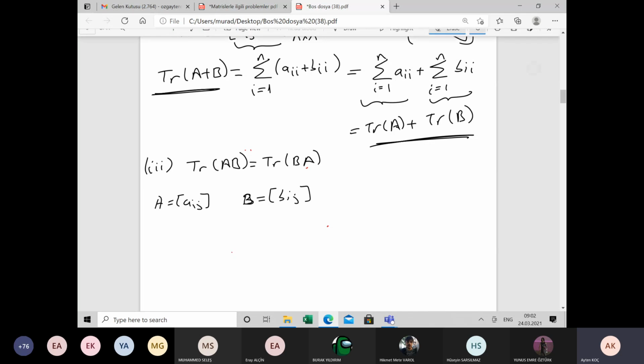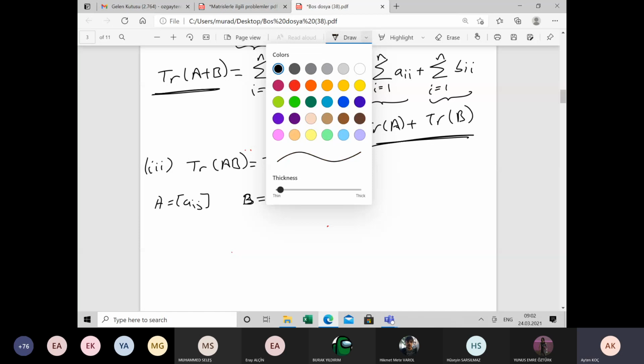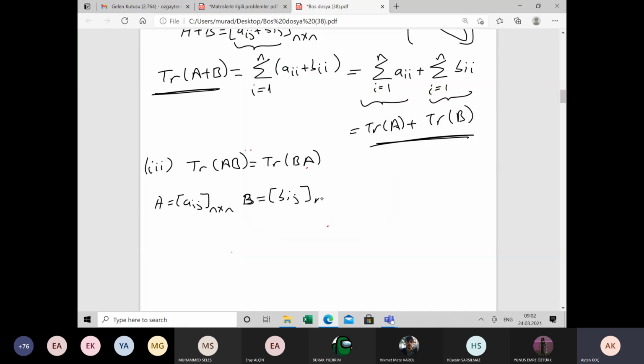For example, take an n by n matrix. What is AB? AB is an n by n matrix. For example, this gives a matrix that is denoted by C. So let's define C. What is C? C has entries Cij. It is an n by n matrix.